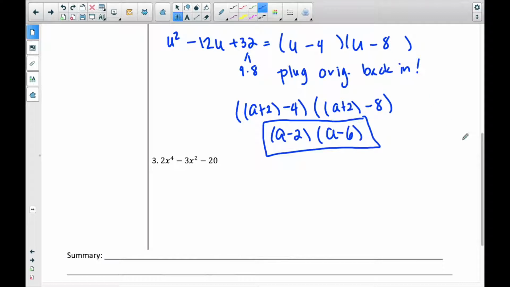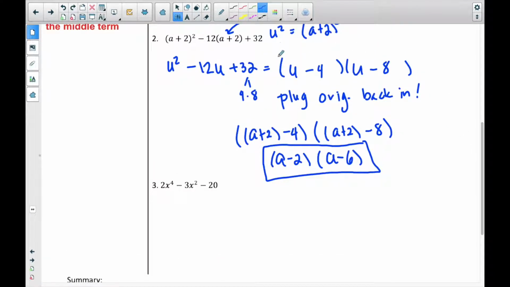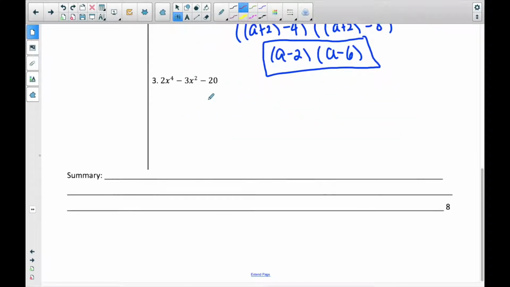Okay, so again, a strange concept, but use that u to plug in when you've got something kind of funky, you don't really know what to do with it. See if the u will work. This last example is a pretty classic example. Let's just take a look.